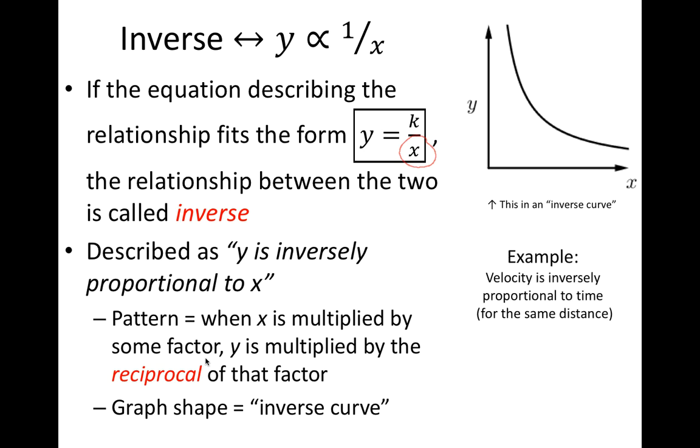An example of an inverse relationship is the velocity and time for a trip of the same distance. If you travel with twice the velocity, then it takes you half the time to reach your destination.